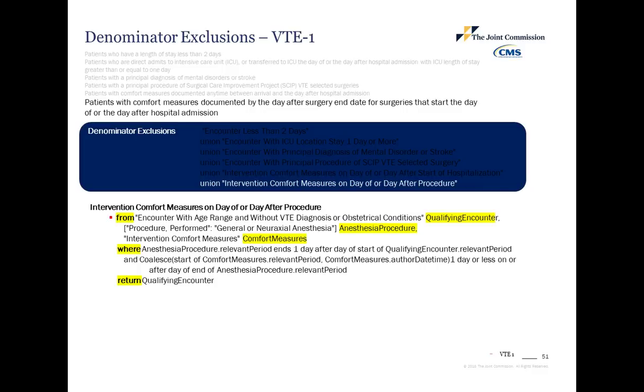So now in the last exclusion, intervention comfort measures on day of or day after a procedure. And this definition uses a from, where, and return structure. This structure is used for a multi-source query, meaning there are multiple sources and relationships that need to be correlated in the logic. So for example, in this logic, we have to relate three sources: the qualifying encounter, the anesthesia procedure, and the comfort measures. And you'll see that we use this structure repeatedly across the VTE measure, so it is important to point out.